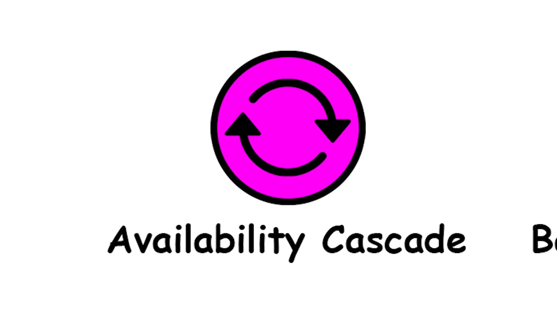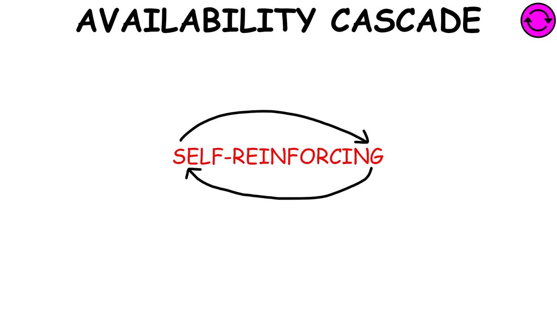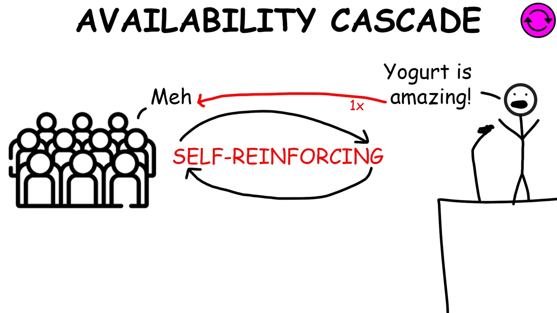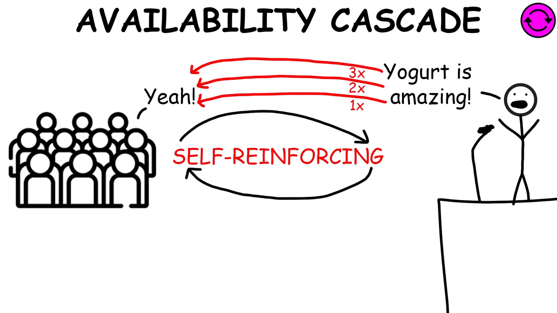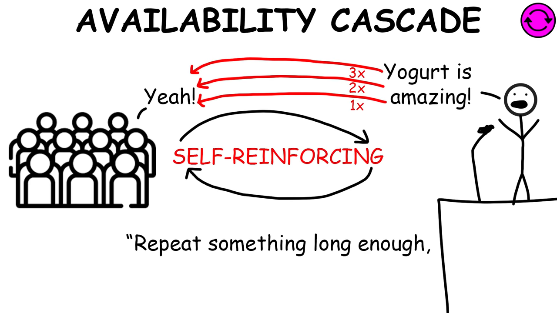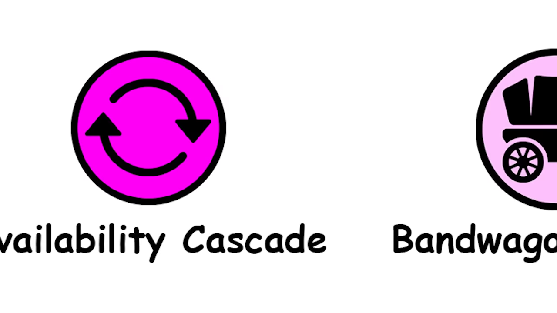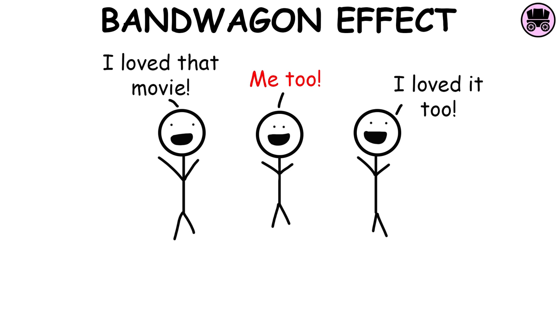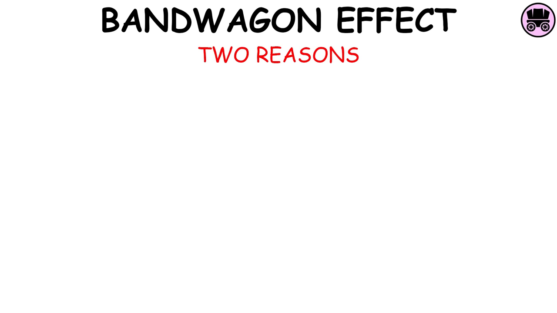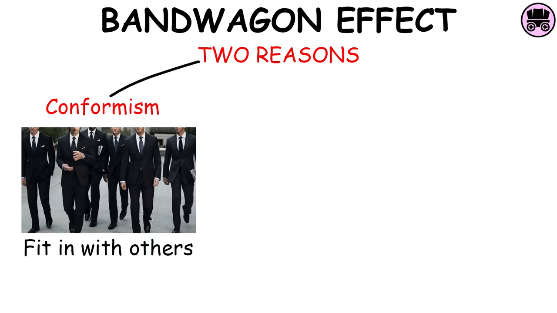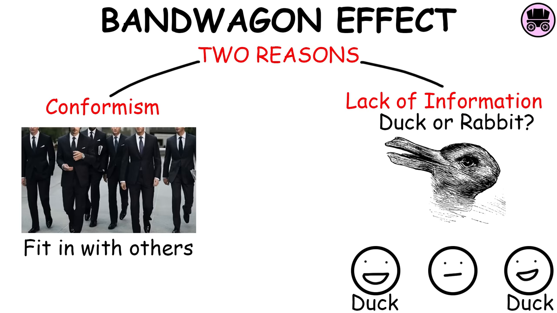Availability cascade. It's a self-reinforcing process in which a collective belief gains more and more plausibility through its increasing repetition in public discourse. It can be summarized in the phrase, "Repeat something long enough, and it will become true." It's related to the availability heuristic. Bandwagon effect. It's the tendency to do things because many other people do the same. This effect can happen for two reasons: conformism, when someone wants to fit in with others, or lack of information, where the person thinks that the opinion of many people is probably more accurate than just his.